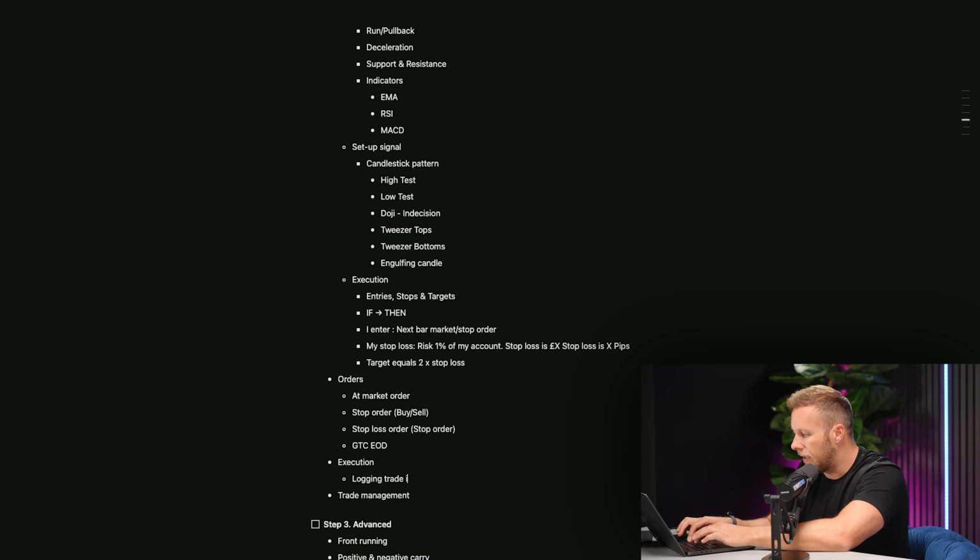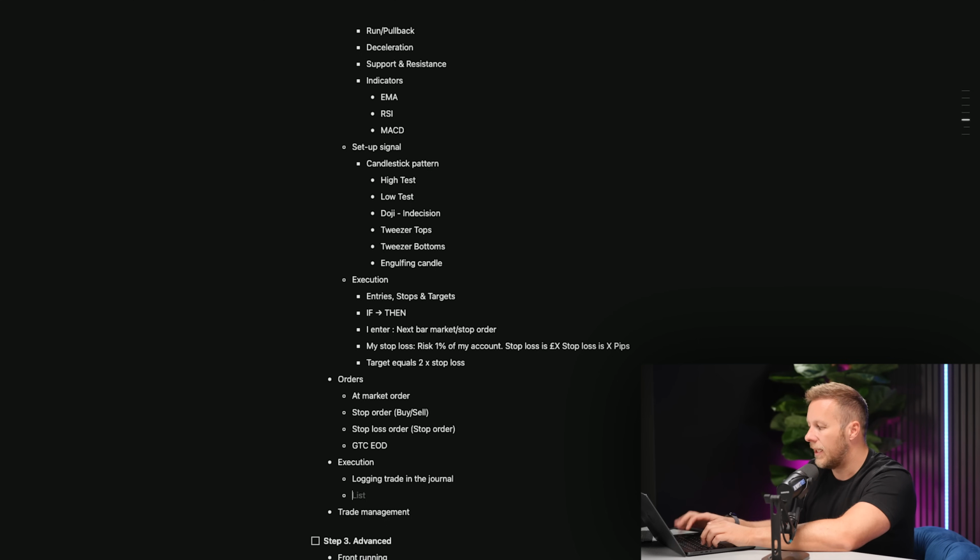And then the execution, right? Basically, with the execution you just stay away. You've executed the trade, you've got into the trade, the hard work's done. Now it's just about logging that trade in the journal. We're going to be talking about journals in a bit more detail later on, okay? Other than that, execution's done. That's really it. It just comes down to trade management after that.